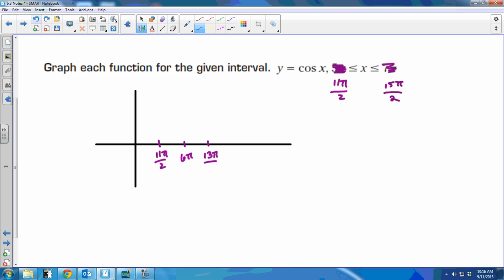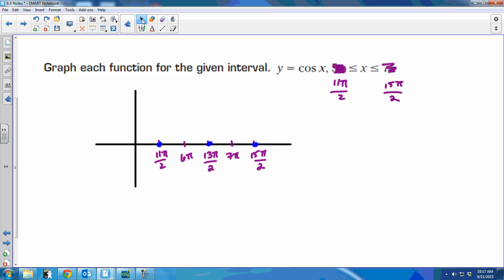13 pi over 2. Next would be 14 pi over 2, which is 7 pi. And then 15 pi over 2. So for cosine, all the x-intercepts are at all the halves, the pi over 2s. Any questions about what I've done so far? So the only thing I need to do is use the unit circle to figure out what's happening at 6 pi or 7 pi, so I know when it's increasing, when it's decreasing, right? When is it 1, when is it negative 1.